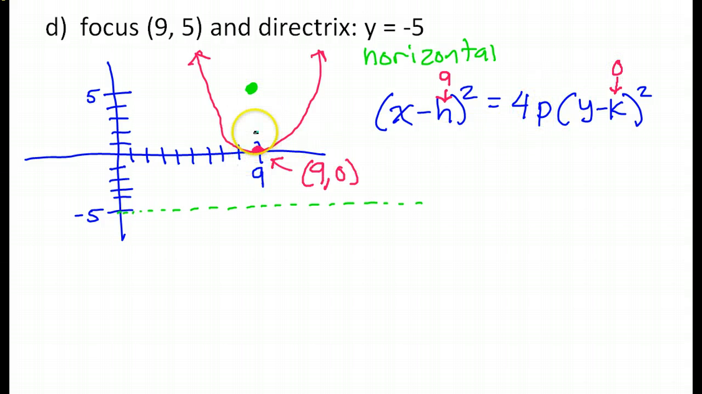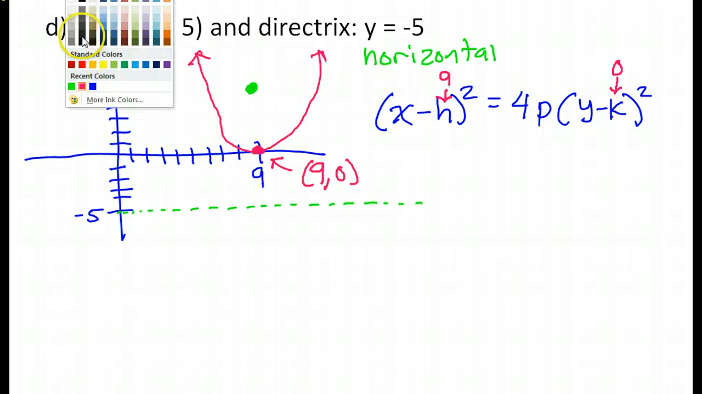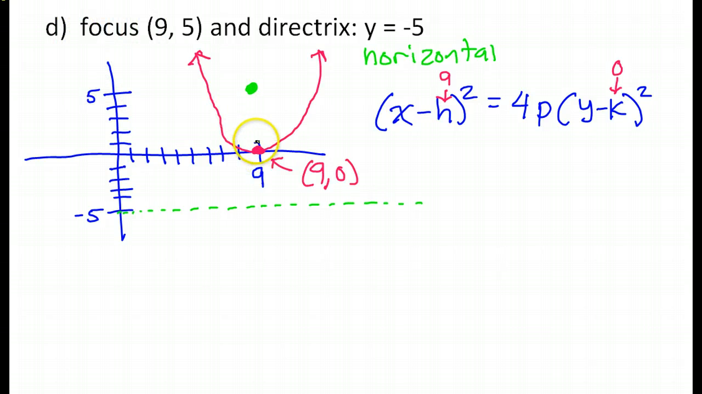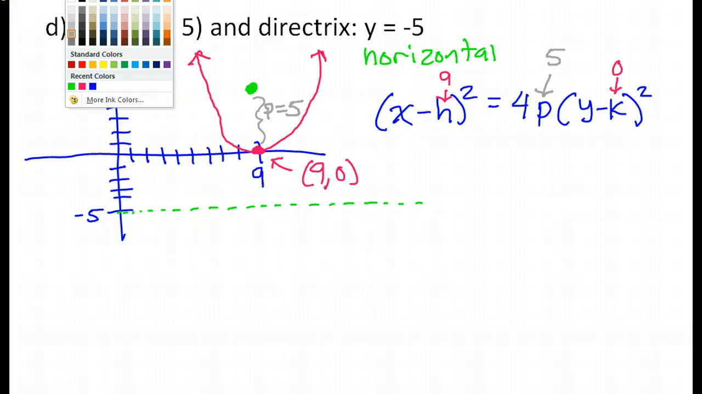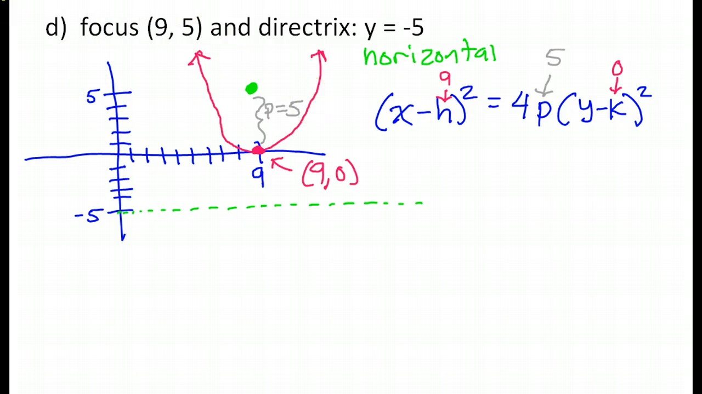I can also see the p value, because the p value is going to be this distance from the vertex to the focus. If I look at this distance, see how it's up 5? So that tells me that p is 5. Okay, so I'm going to put 5 in for p. 4 times 5 is 20. So when I write this out, making these three substitutions, I'm going to have x minus 9 squared is equal to 20.